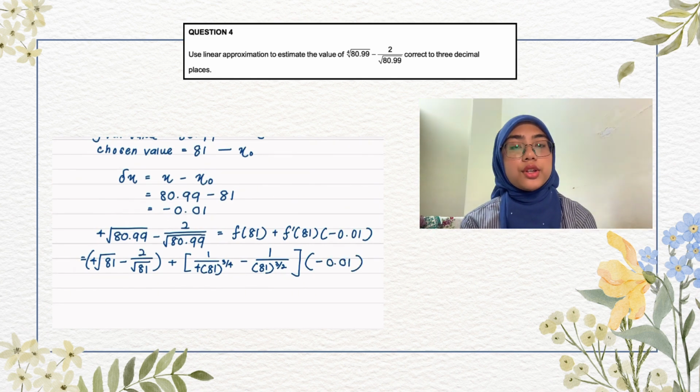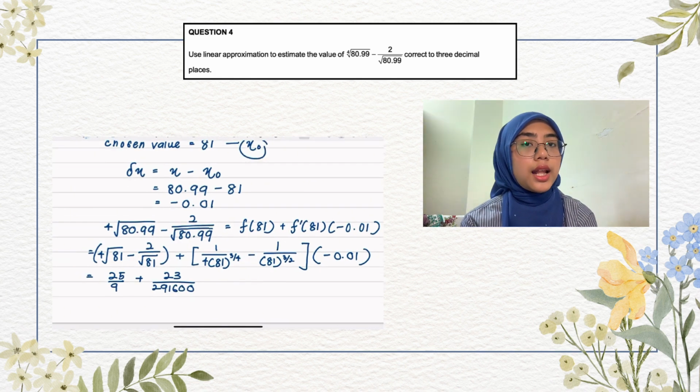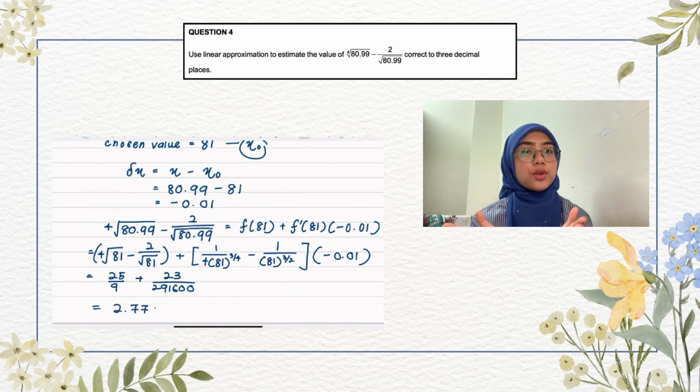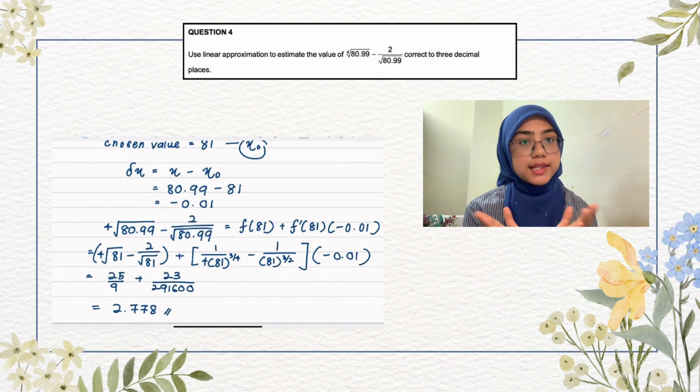And for the first equation, we will get 25 over 9, while for the second equation, we will get 23 over 291600, and you will get the answer of 2.778. And this is the answer which has been corrected to 3 decimal places.